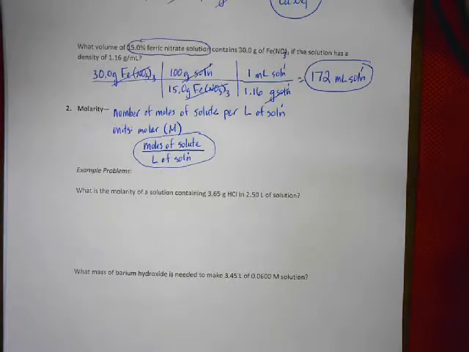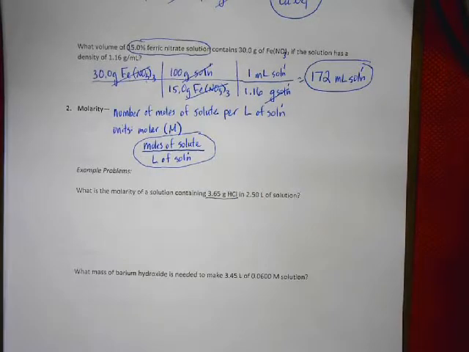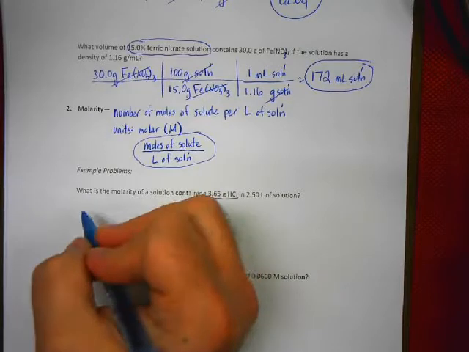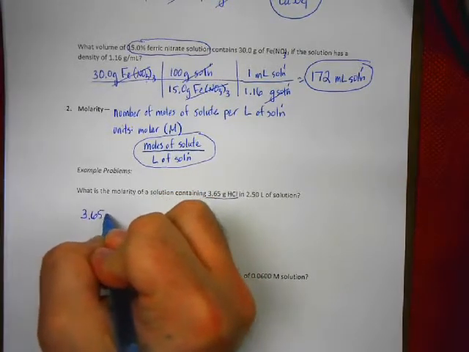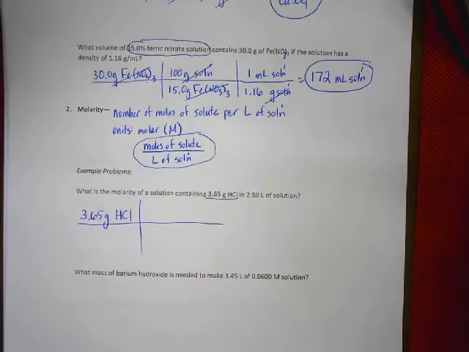So if we look at our first example, it asks what is the molarity of a solution containing 3.65 grams of HCl in 2.50 liters of solution. So we're going to start with our grams, because we know if we're given grams 99 times out of 100 we are going to change it into moles. So 3.65 grams of HCl. So the first thing we have to do is get rid of the grams and change it into moles. So we need to calculate the formula mass of HCl.